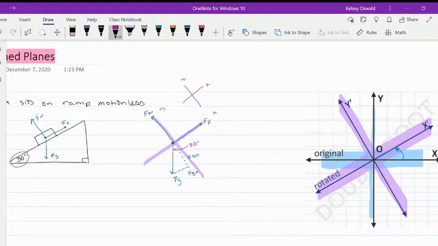Okay, but again, we can see how much that force of gravity is angled from our new y-axis just by looking at the angle of incline. Okay.